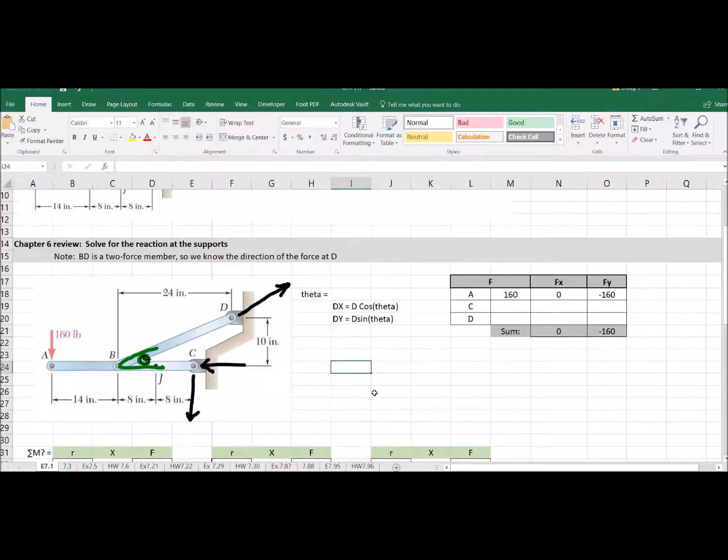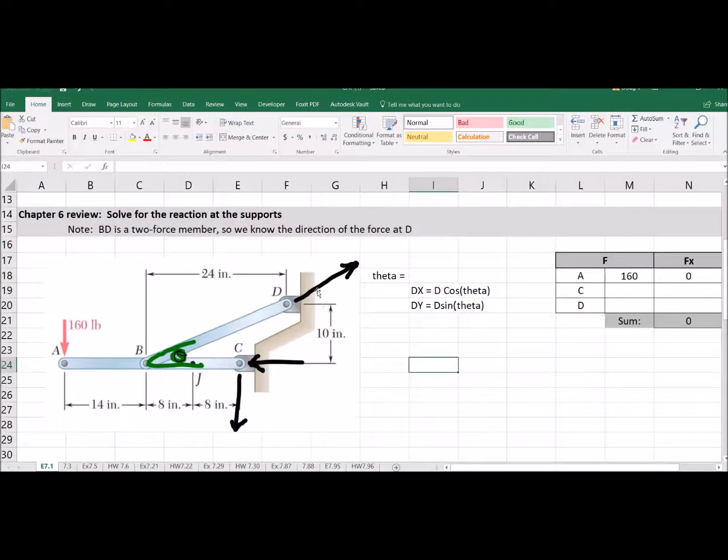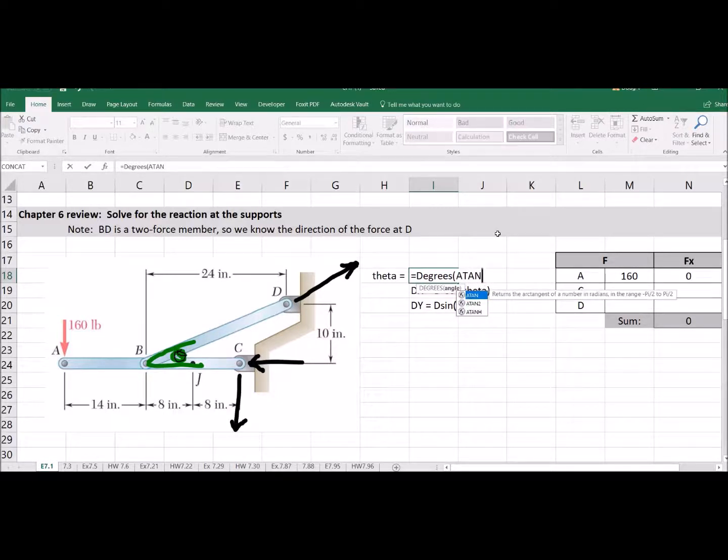Okay, so I'm just going to go ahead and find the angle here. So if I look at this green angle, I've got 10 versus 24, and just to turn that into degrees, so I'm going to say equals degrees. And this is going to be the arctangent of that 10 inches divided by that 24 inches. Okay, so there's our theta is 22.6 degrees.